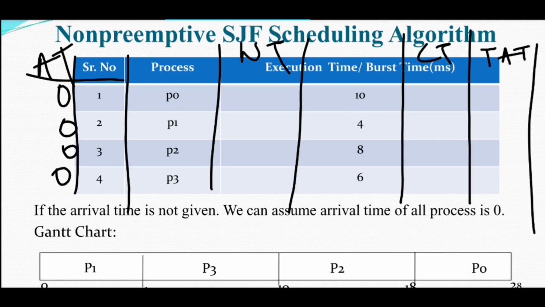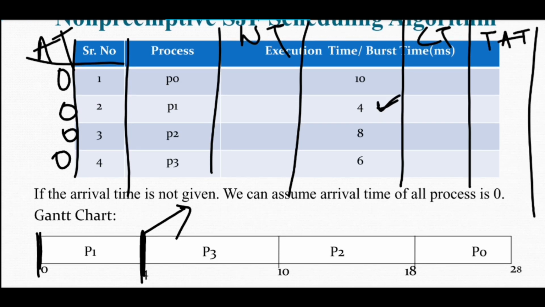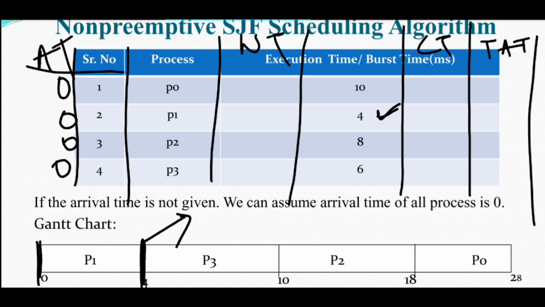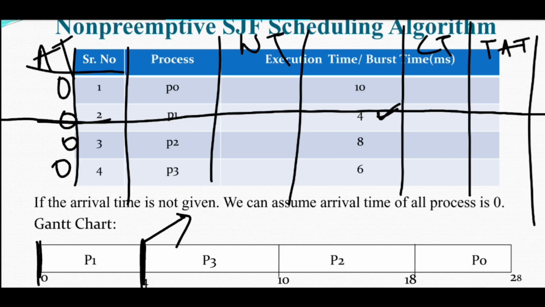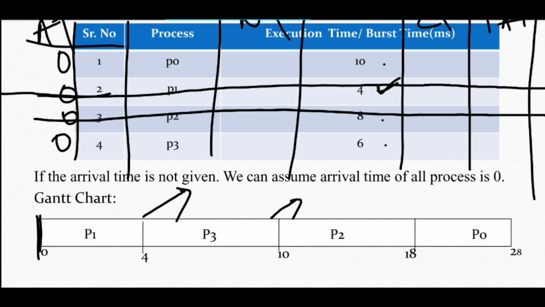The processes with less time will be executed first. Which execution time is the least? 4 is the smallest, which is P1. So P1 will be executed first, from 0 to 4 seconds, then P1 terminates. Then from 10, 8 and 6, 6 is the smallest, so P3 will be executed for 6 seconds, from 4 to 10.